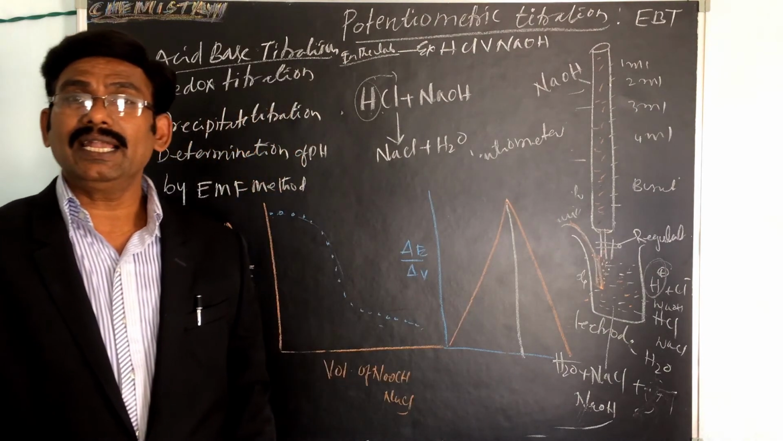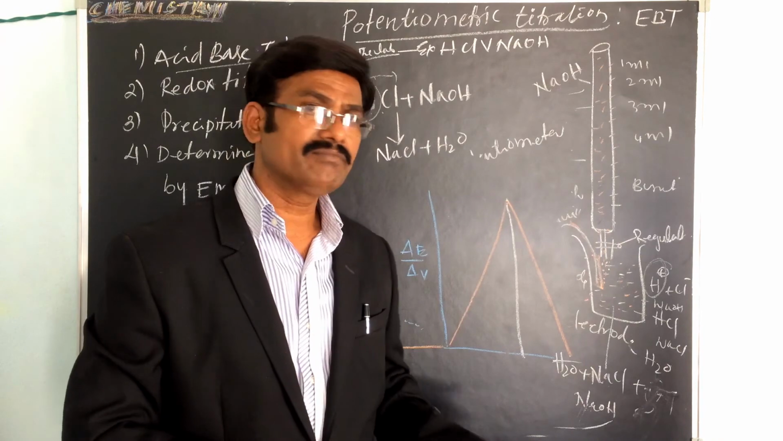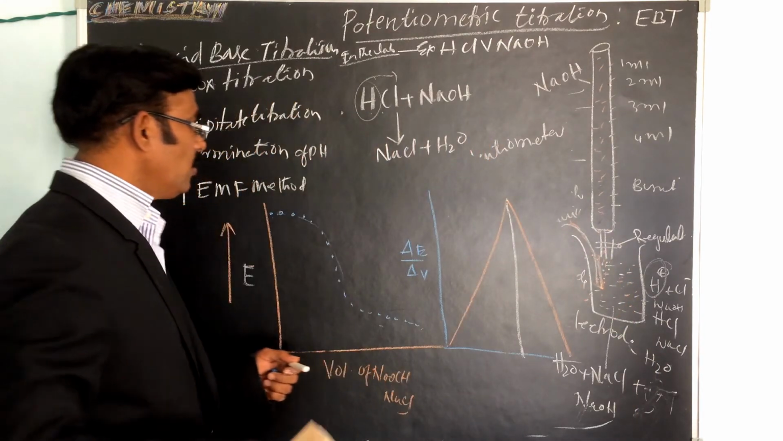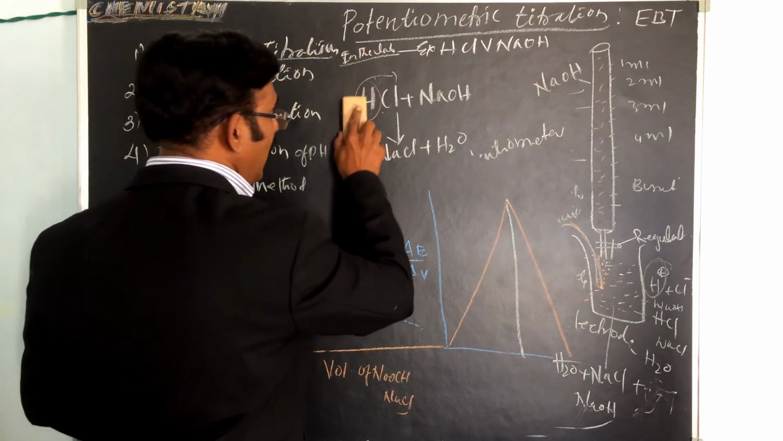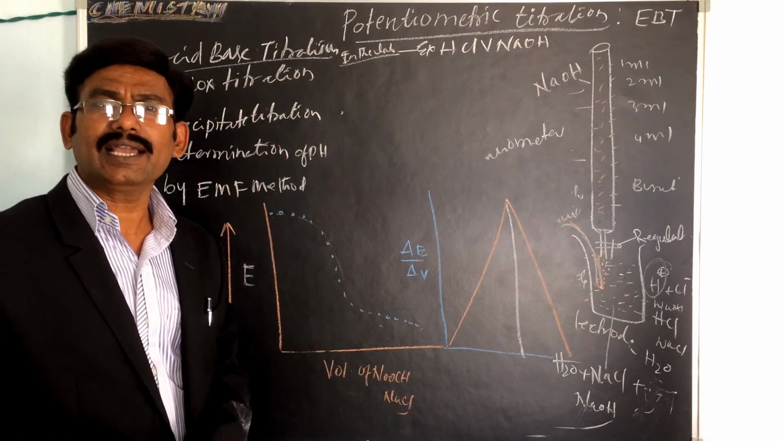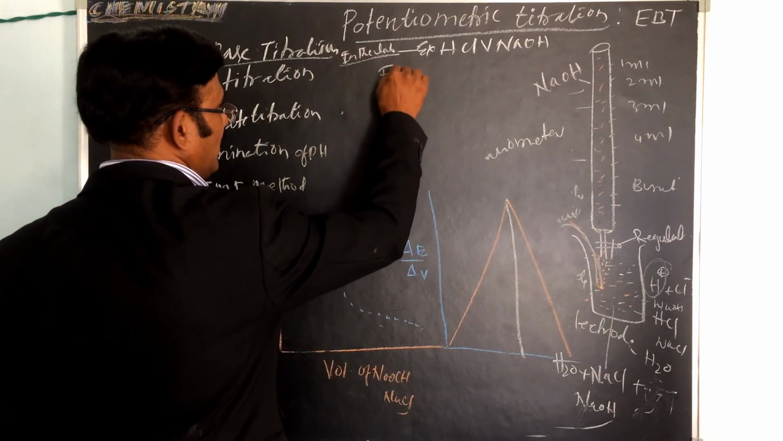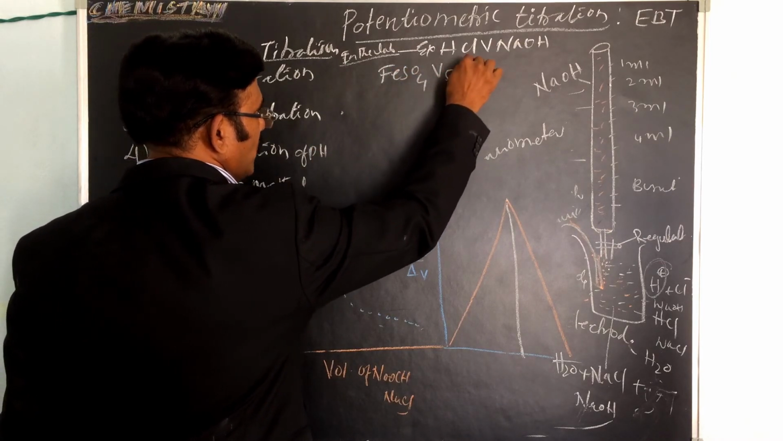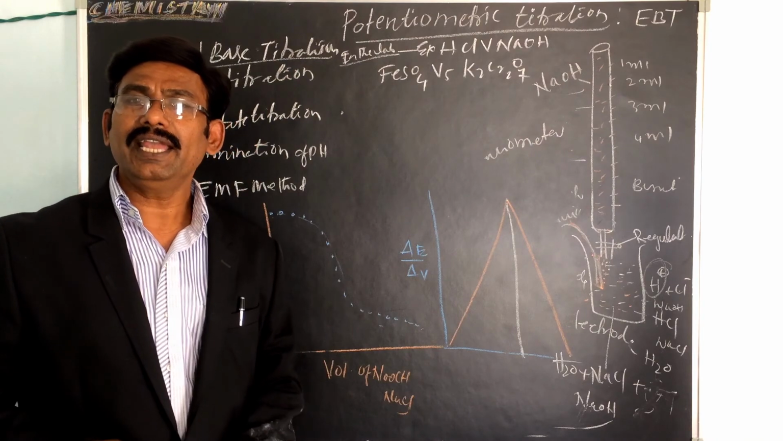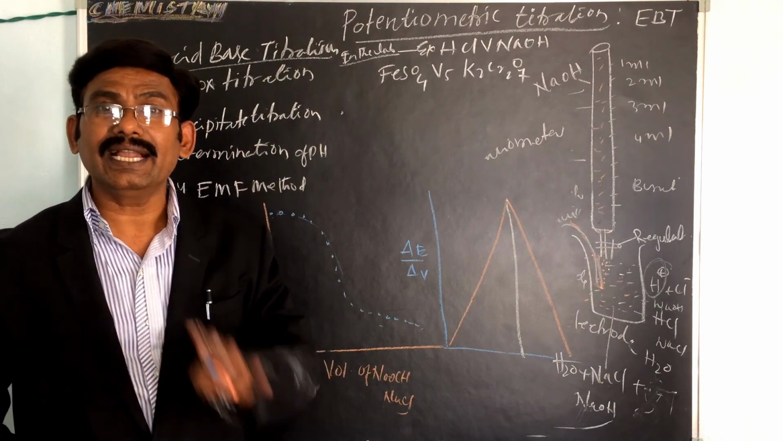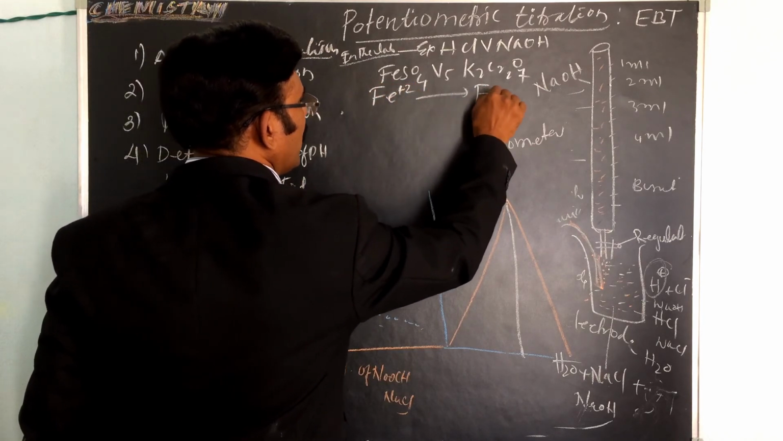Okay, this is one. And now about the redox titration. In the redox titration, everything is the same. I will write the equations. So this was for HCl. In the case of redox titration, an example is ferrous sulfate versus potassium dichromate, FeSO4 versus K2Cr2O7. Here ferrous forms ferric, increasing the ferric ions: Fe2+ increases to Fe3+.